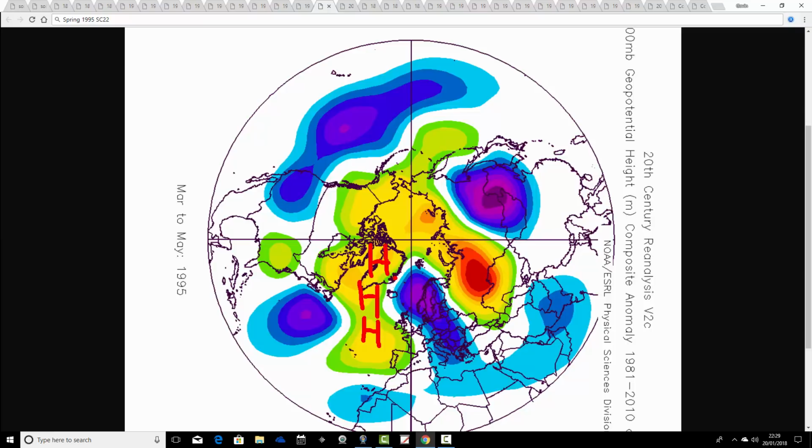This one has below average pressure to the east and above average pressure out to the west. So we've got low pressure extending through here, but above average pressure is to our west, blocking off the Atlantic, which means that very often the wind is going rather like that. So it was quite cool at times actually through the spring of 1995.